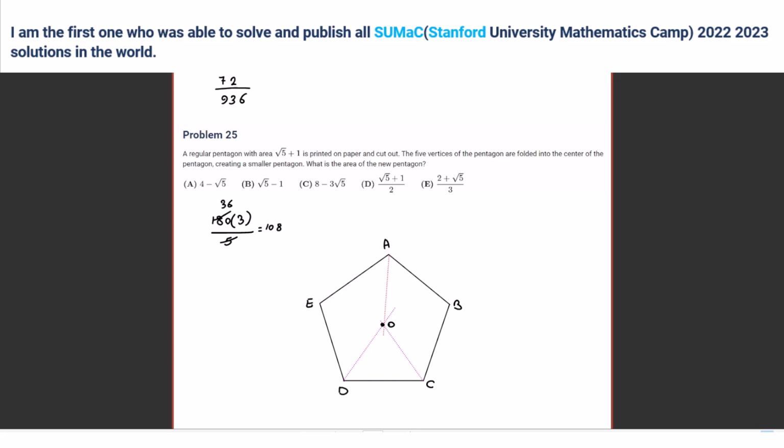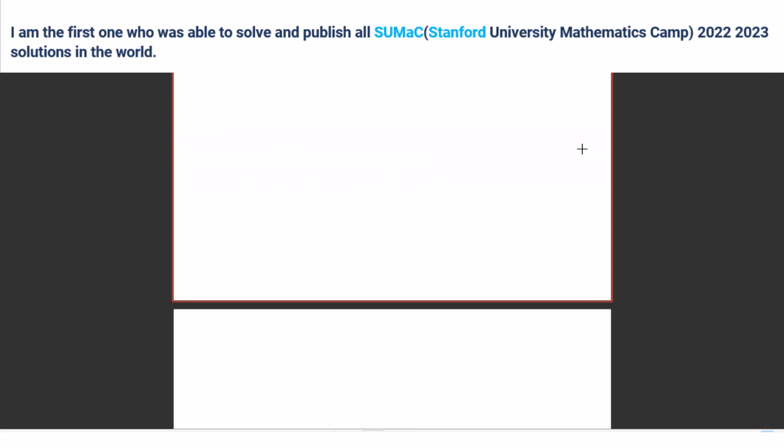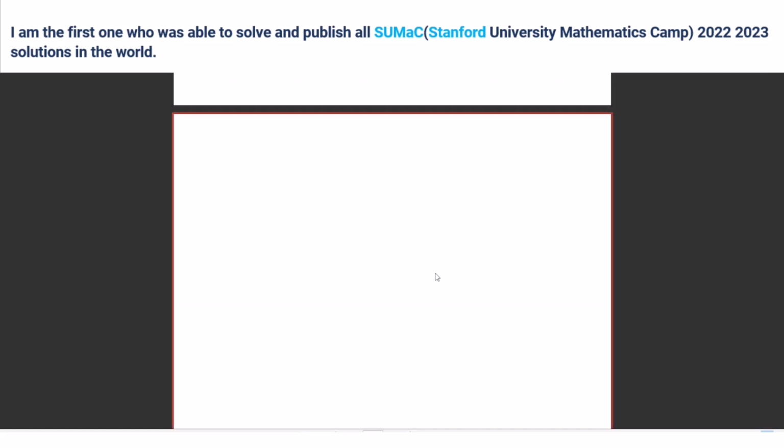Let me copy a regular pentagon with center. Okay. One regular pentagon is, okay, copy. Let's try, let me copy the photo, copy the image. Okay, so let's try this one here.